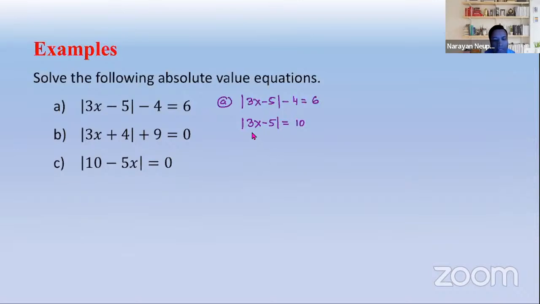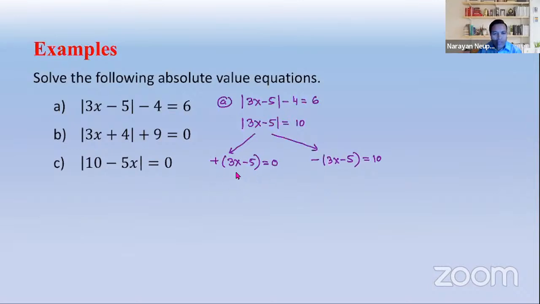Okay. Now you can see we have the standard form, ax minus b equal to 10. So what we do is from here, we write two equations. The first equation will be positive, 3x minus 5 equal to 10. And the other one will be negative in front of that, negative (3x minus 5) equal to 10. So we get two equations like this, okay? From the given absolute value equation, we get two different equations there.